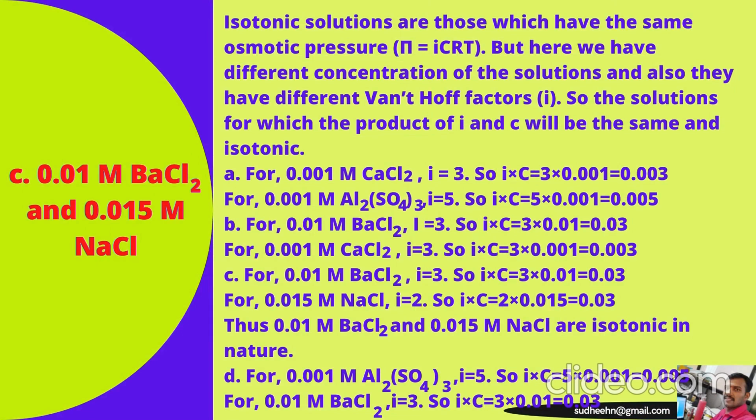But here we have different concentrations of the solutions, and also they have different Van 't Hoff factors. So the solutions for which the product of i and C is the same are isotonic. For the different conditions given, we have calculated here, and the right answer we have got is for the third case, that is option C.